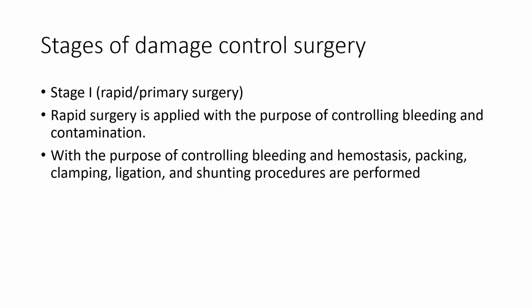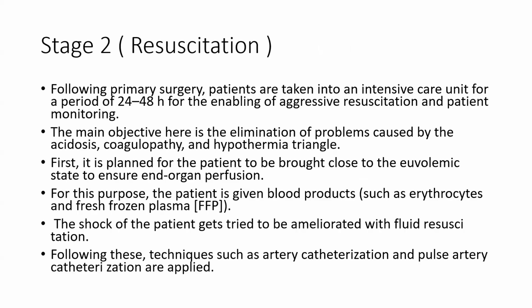Now, stages of damage control surgery. Stage 1 is rapid primary surgery. Rapid surgery is applied with the purpose of control of bleeding and contamination. With the purpose of controlling bleeding, hemostasis, packing, clamping, ligation, and shunt procedures are performed.